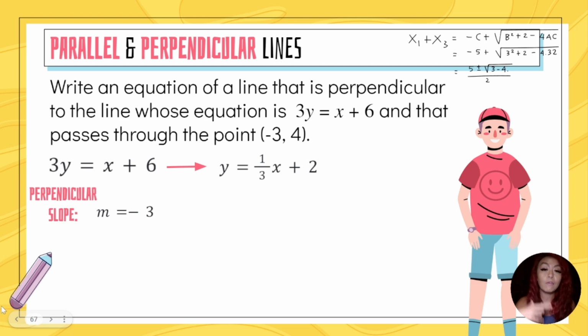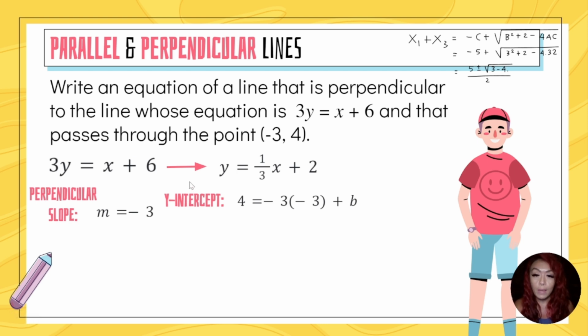Because it would be -3/1. The reciprocal of 1/3 is 3/1, and it's the negative reciprocal or the opposite reciprocal, which means you take the opposite sign. So we have a perpendicular slope, and now we're going to find the y-intercept, right? So again, what we're going to do is take our value of x and our value of y and substitute it into our slope intercept form, right?